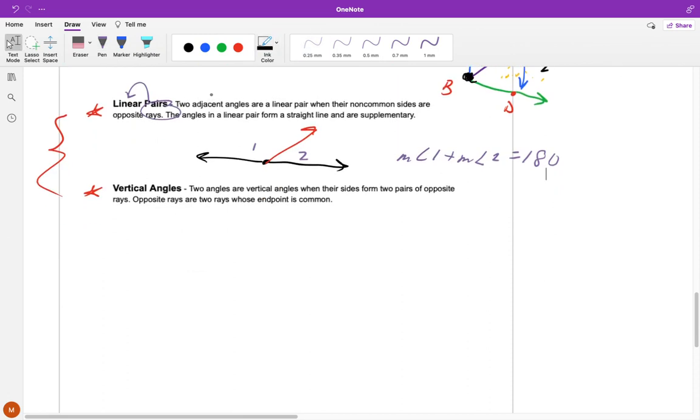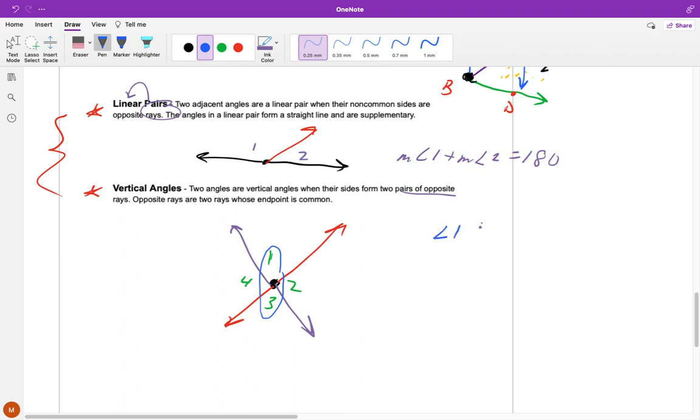And then the last one is vertical angles. And two angles are vertical angles when their sides form two pairs of opposite rays. So what happens here is from this point of this vertex, here is one opposite ray that is being formed, and here is another opposite ray that is being formed. So in this case, I'm going to number these: angle 1, angle 2, angle 3, and angle 4. So it's two angles that form opposite rays, and they have a common endpoint. And the vertical angles then are the angles that are directly across or opposite of each other.